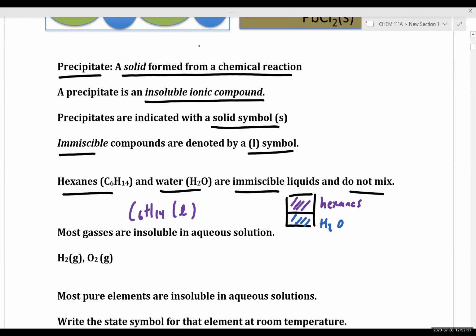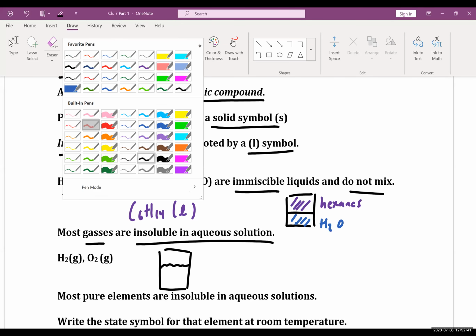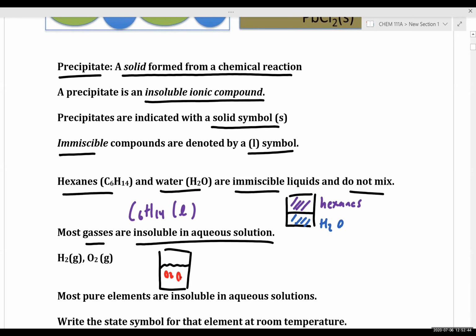Most gases are insoluble in aqueous solution, so we denote them with a gaseous symbol. For example, if we have a solution of water, we'd be able to clearly observe the bubbles of oxygen gas, because oxygen gas is relatively insoluble in water. Immiscible, yes, the oil and water analogy is perfect for this idea. We have two substances that are liquids that do not mix to form a homogeneous solution. Oil and water is a perfect example of that.